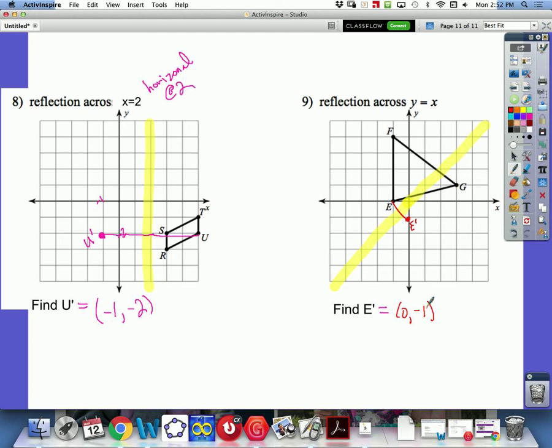So this ends this lesson. Hopefully this is a help to clarify, especially when your lines aren't on an axis but they're at a horizontal or vertical line.